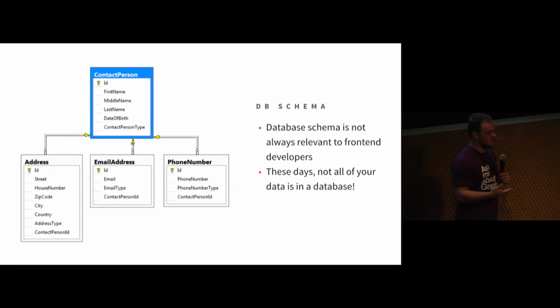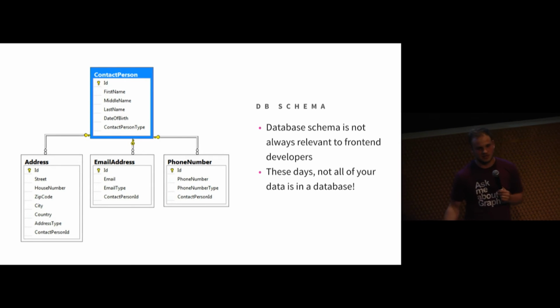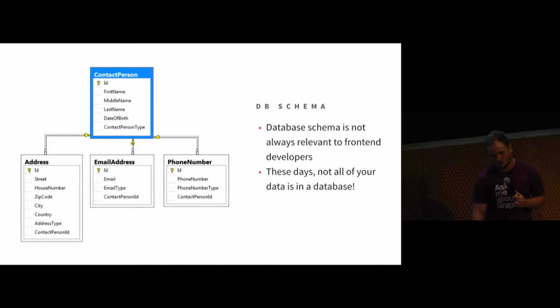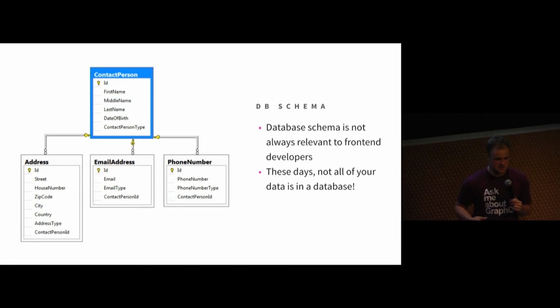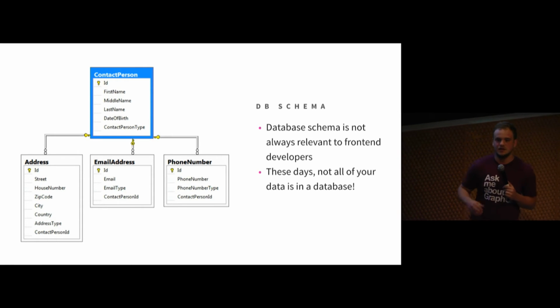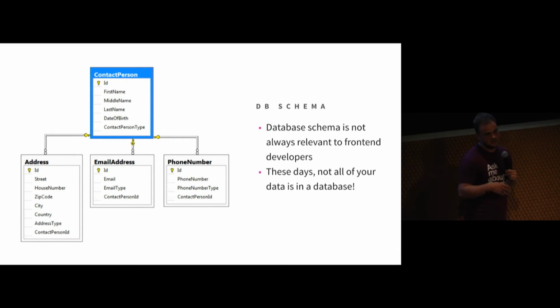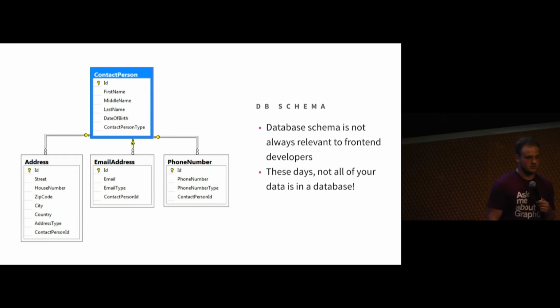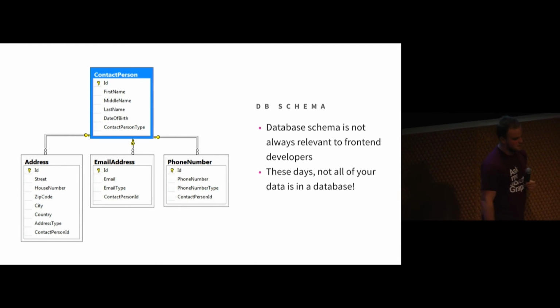The problem is the database schema is not always super relevant to front-end developers. And that might not be a super big problem, but the thing that's definitely a really big problem is today, not all of your data lives in one database. As we heard before, you have all kinds of different caches, backend services, APIs, maybe you have different databases for different needs. This diagram gets super complicated if you had to draw one part of the diagram for SQL and one part for Mongo and one part for Redis.